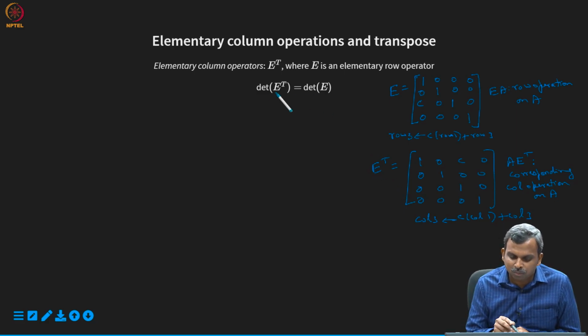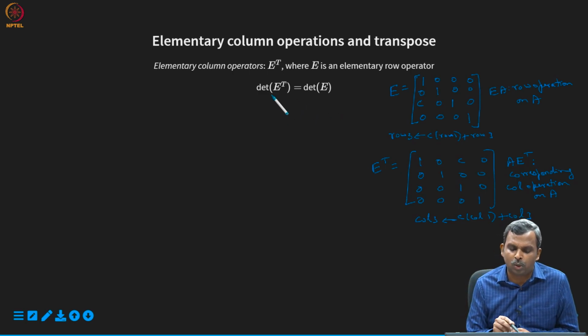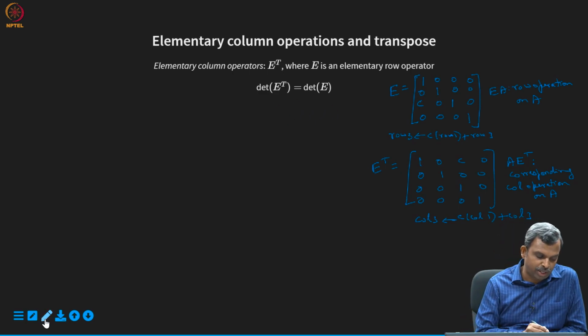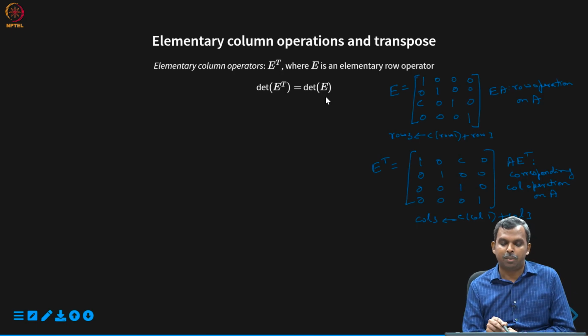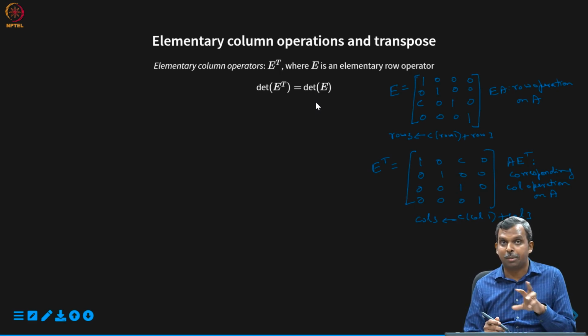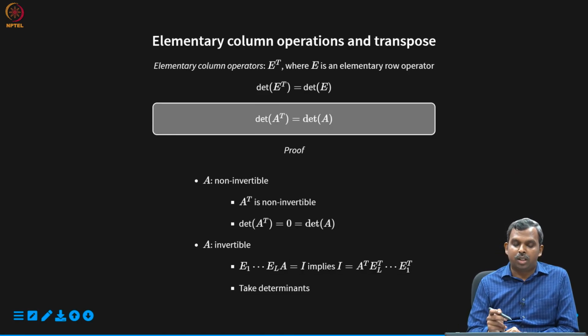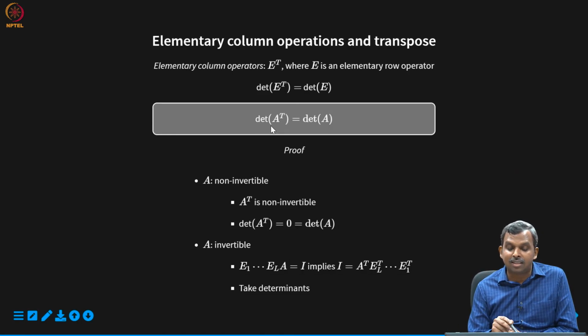And also I think you can very quickly convince yourself, there are only 3 cases, each of them you calculate, and you can convince yourself that determinant of E transpose is the same as determinant of E. This is not very difficult to prove. So for column operations, the determinant can also be computed quite easily. And once you know that, you can quite quickly realize that this result is true: determinant of A transpose is the same as determinant of A. The proof is quite easy.